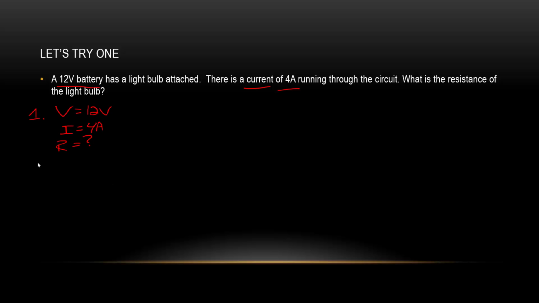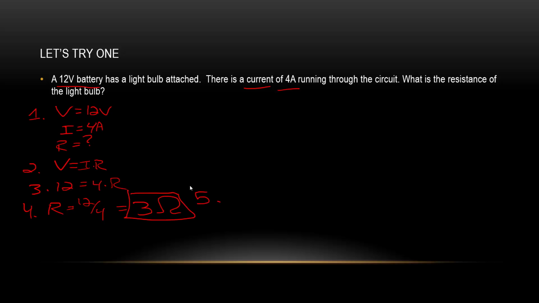That is step 1. Step 2 says I need to write the formula without any numbers. So just the formula that I'm using. Volts equals I times R. Step 3 says put in the numbers. So 12 equals 4 times R. Step 4 says work the problem. Okay, R equals 12 divided by 4. And that equals 3 ohms. And that, my friends, is step 5. The correct answer. Okay? The correct answer must have the units, and that is the only time you place the unit, okay, beyond step 1.